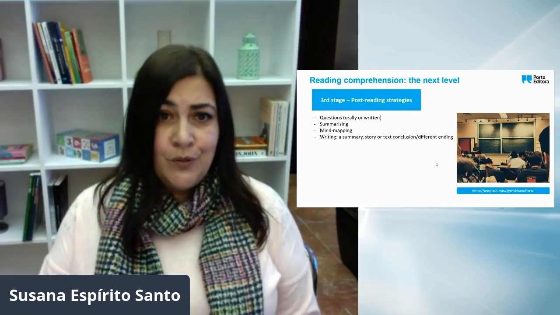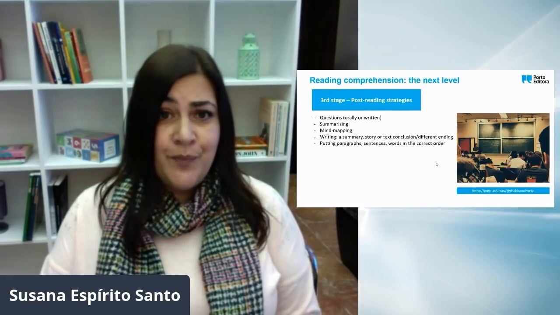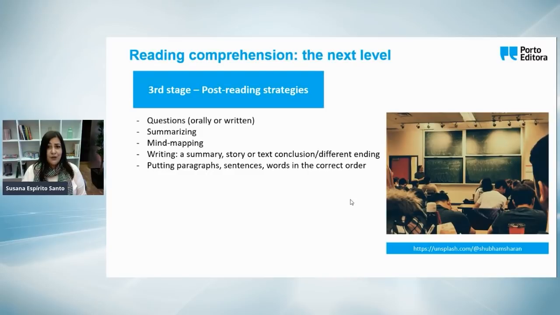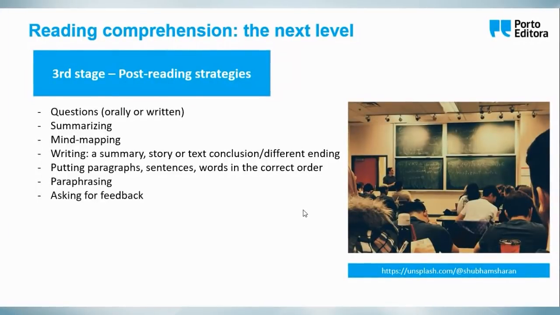You can also use another strategy that is putting paragraphs, sentences, words in the correct order. It can be done while reading and post-reading. In this stage, in post-reading, it's like a recall of what was learned. Paraphrasing, an exercise to express the meaning of a sentence, phrase, or word chunk by using other words. And another very important activity or strategy is asking for feedback, asking if the students enjoyed the text or if they agree with the author's ideas.